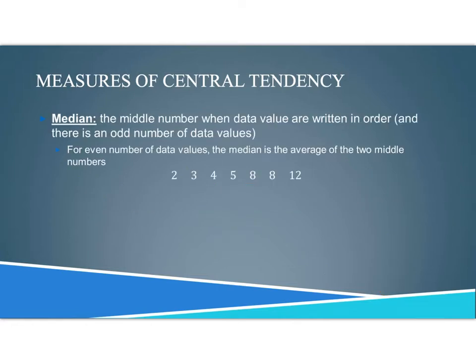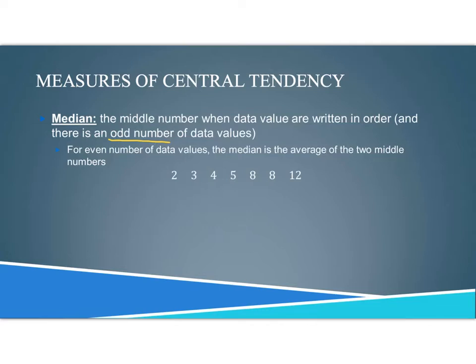The next measure of central tendency that we're going to look at is called the median. The median is the middle number when the data values are written in order. The next key piece is when we have an odd number of data values. If we have an even number of data values, then we're going to have to do something slightly different. We can't just take the middle number.